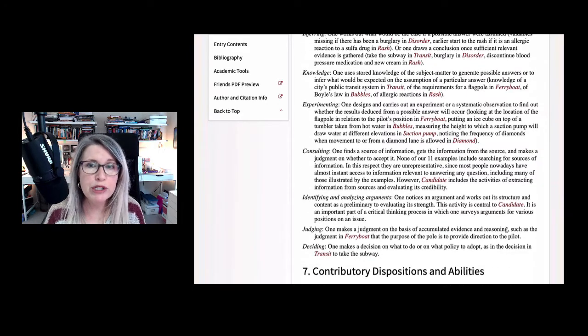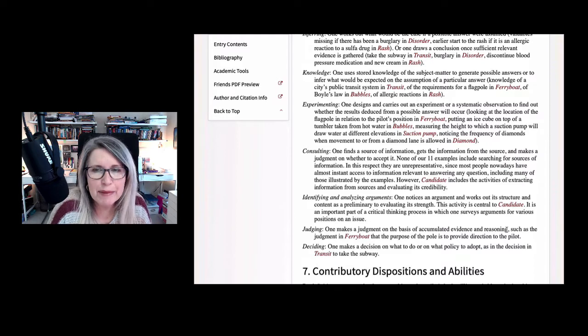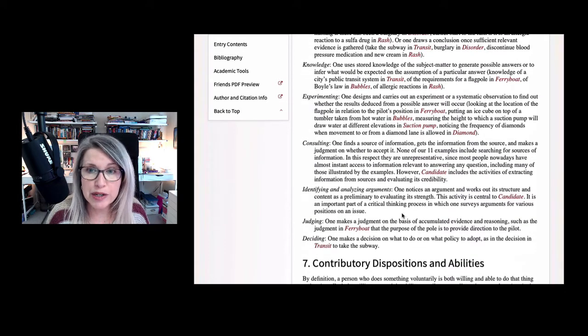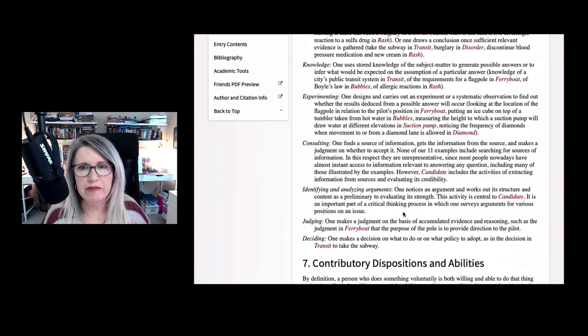Consulting. One finds a source of information, gets the information from the source. I don't know, go ask the person, and don't decide that whatever answer they give you is a lie. If you're going to decide that something somebody is telling you is more evidence that you're right, that's not an experiment. That's not consulting. Identifying and analyzing arguments. One notices an argument and works out its structure. Nope. You're fragile. Your argument is null and void.